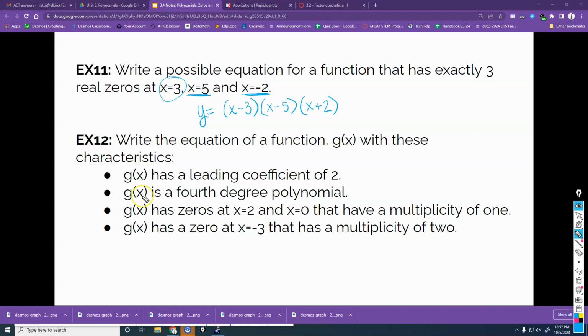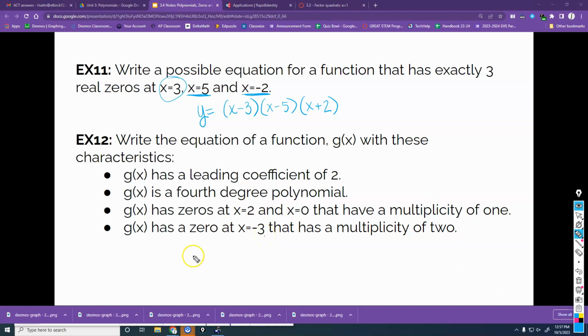All right, 12 is slightly more difficult, but really not much different. We have a leading coefficient of 2. We have a 4th degree polynomial. We have zeros at 2 and 0, and a zero at -3 that has multiplicity of 2. So a 4th degree polynomial is going to have 4 zeros, but we got 2 of them that are single, they're multiplicity of 1. We got this one right here that's a double, so that really counts as 2 for that.